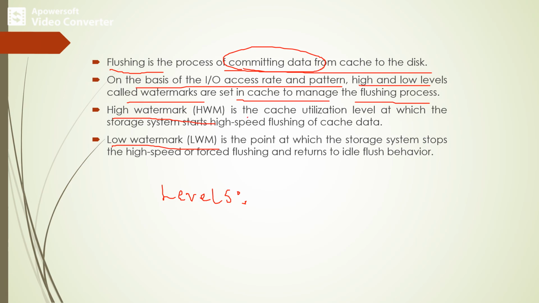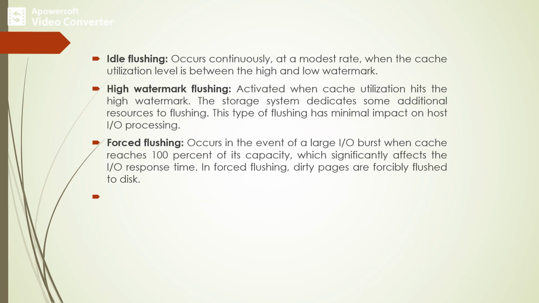So high watermark level is a cache utilization level at which the storage system starts high speed flushing of cached data. In the case of low watermark level, it is a point at which the storage system stops the high speed or forced flushing and returns to the ideal flush behavior. So now we have three different techniques by which we can copy the data from the cache into the disk.